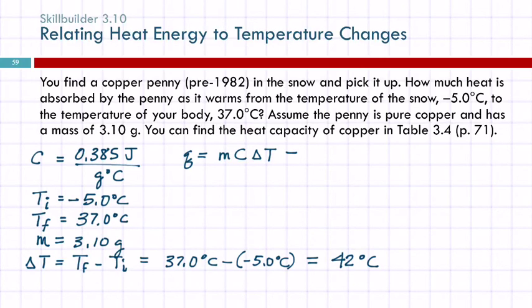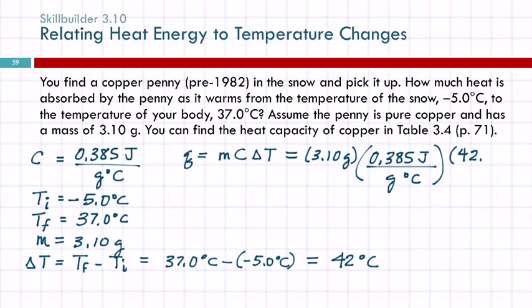We've identified all of our quantities here. We're going to plug them in. The mass was 3.10 grams. Always write your units in here. This is 0.385 joules per gram degrees Celsius. Write that as a vertical fraction. And then our change in temperature was 42.